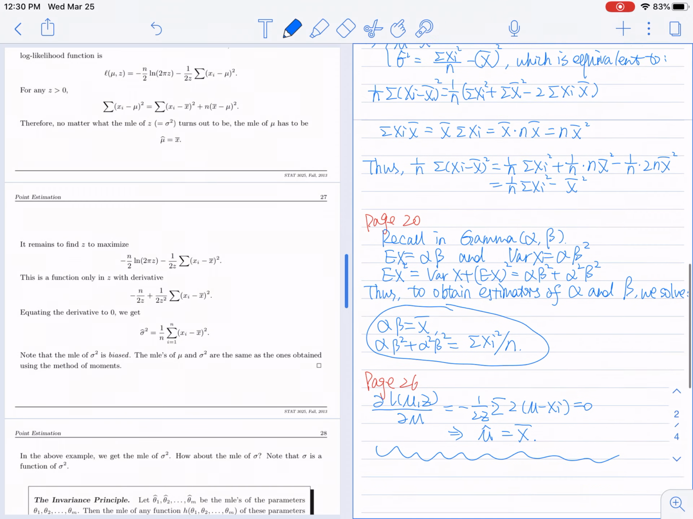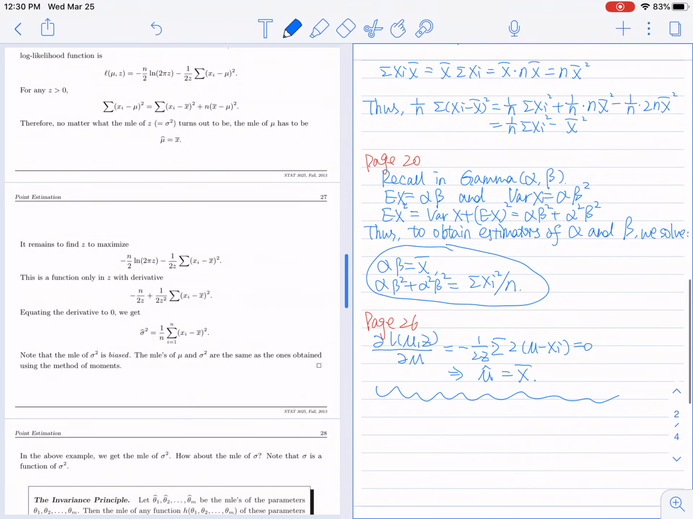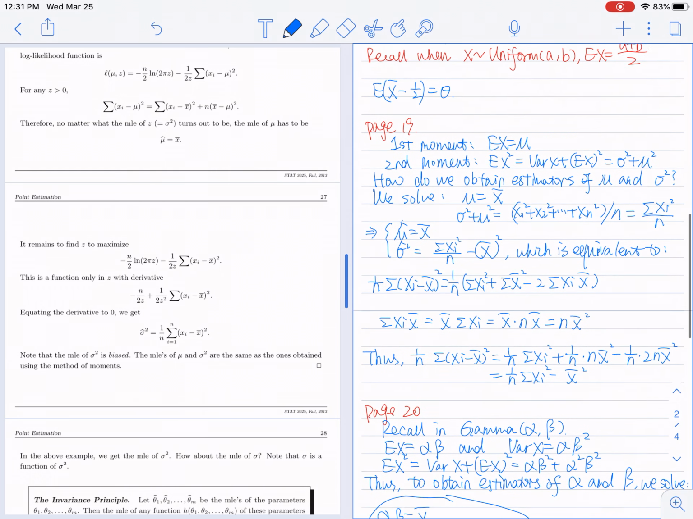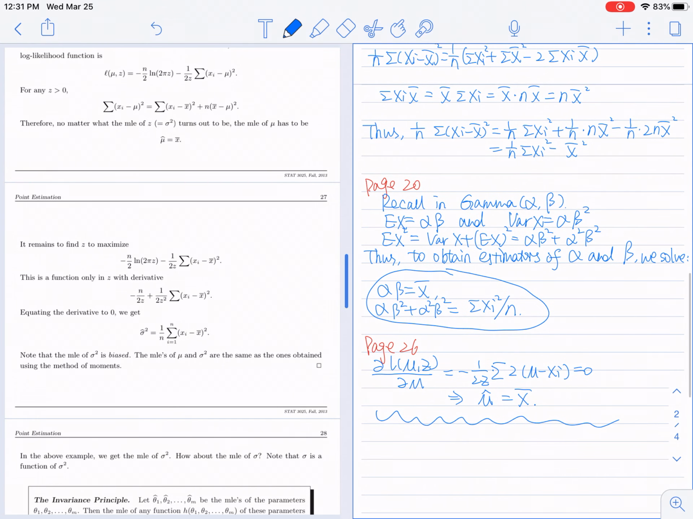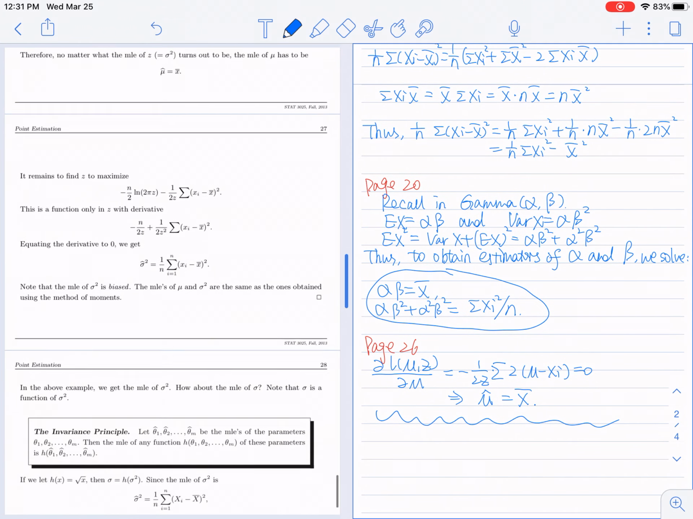As we can see, both the maximum likelihood estimator and the method of moments estimator for normal random variables are the same, right? In page 19, we derived the method of moments, okay, and they are exactly the same as the maximum likelihood estimator. However, they are biased.